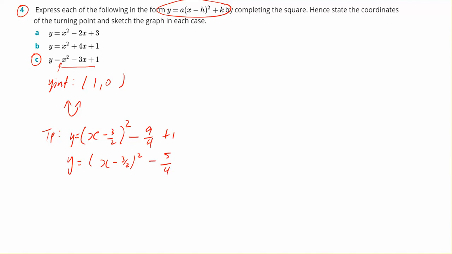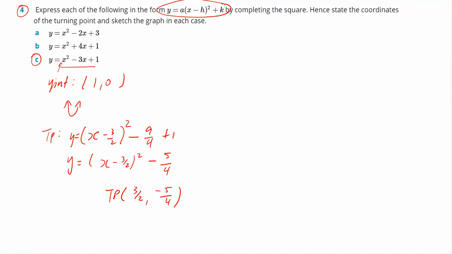-9/4 plus 4/4, which is the same as 1, is -5/4, okay? So this is TP form now, so the TP would be opposite to what you expect inside the bracket, so it's positive 3/2, and exactly what you expect outside the bracket, so -5/4.